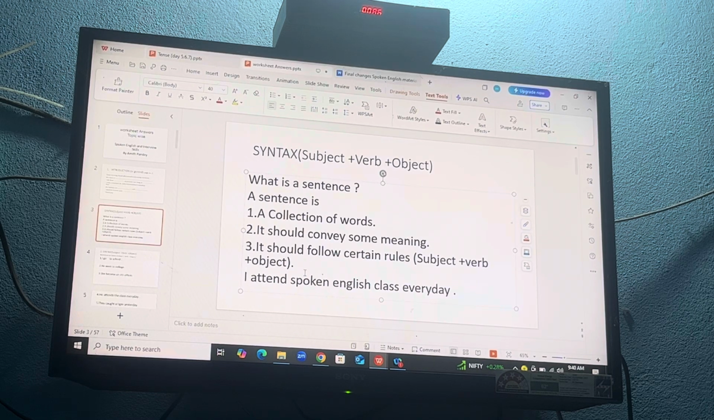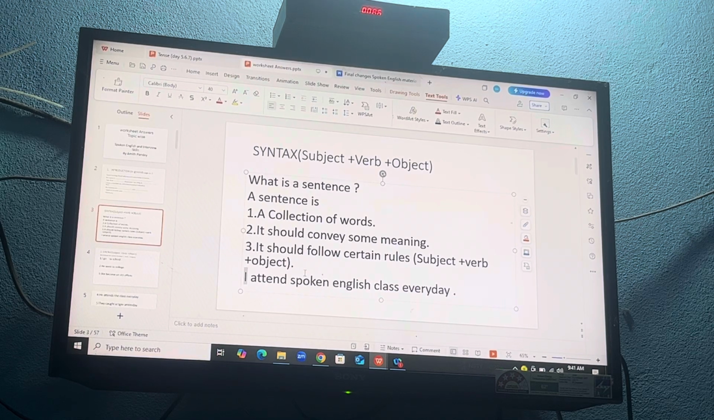Then, how can we say whether a sentence is right or wrong? Now let's try to understand with a simple example. In order to verify whether a sentence is right or wrong, we need to know the definition of a sentence. People say a sentence is nothing but a collection of words and it should give some meaning. But there is something beyond that, and what is that? We'll see.